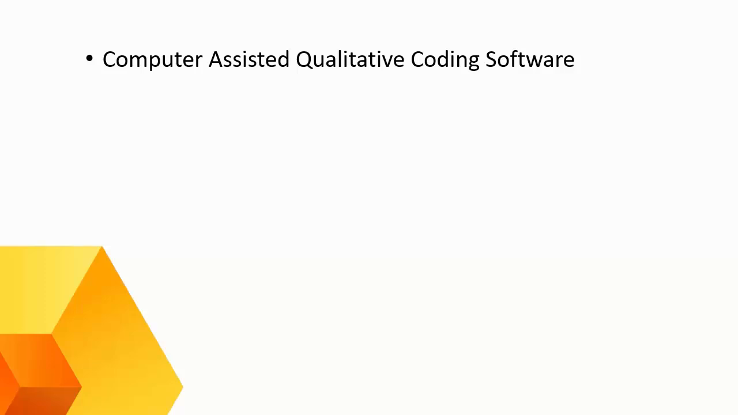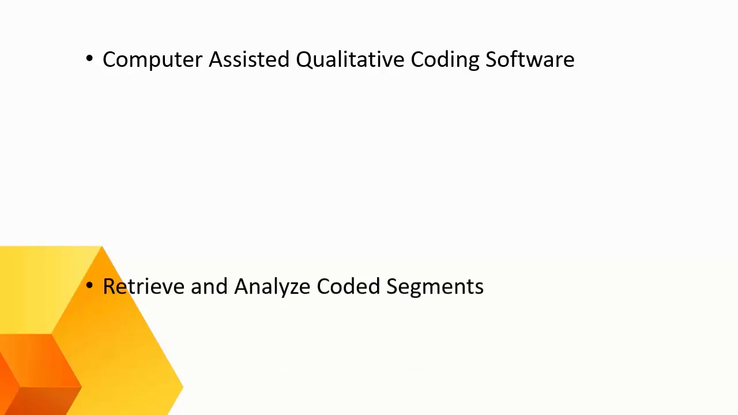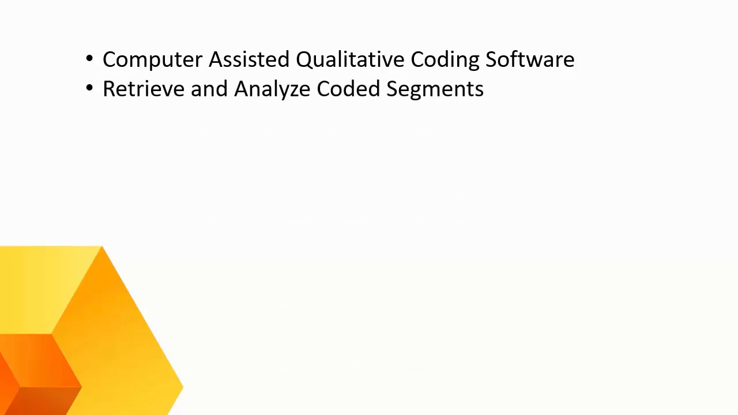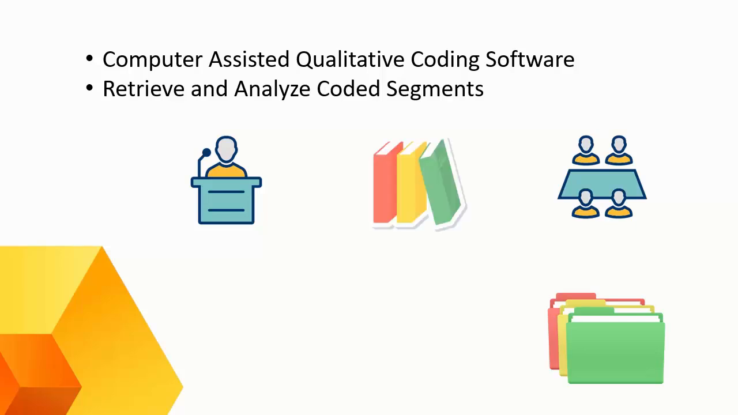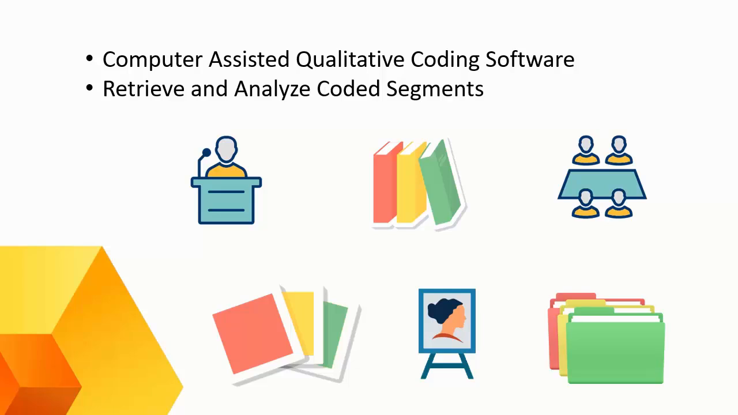QDA Miner is an easy-to-use computer-assisted qualitative coding package for manually coding or tagging and annotating text and images, and retrieving and analyzing the coded segments. This mixed methods qualitative data analysis tool can be used to analyze interview or focus group transcripts, legal documents, journal articles, speeches, and even entire books, as well as maps, drawings, photographs, paintings, and other types of visual documents.